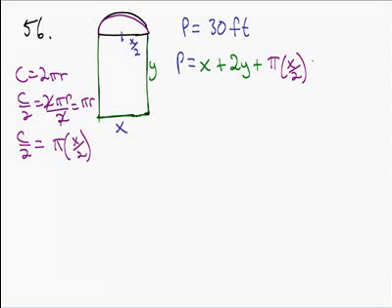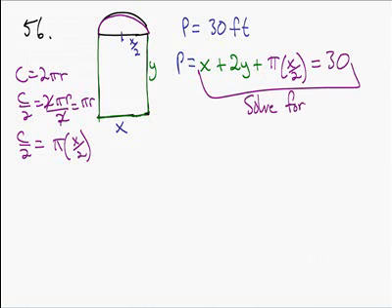Well, it's equal to 30. And so from this we can solve for y, which we're going to need in order to be able to determine the area. Because the area is going to be the area of the rectangle plus the area of the semicircle. So we're going to solve this for y. And when we do that, what do we get?